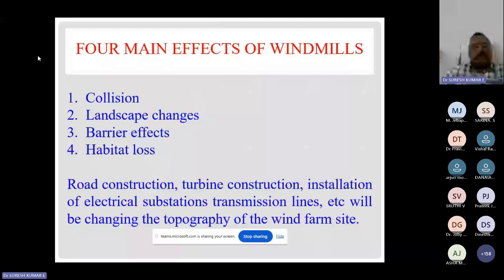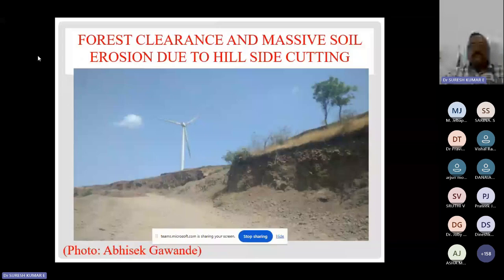You can see here a forest clearance and massive soil erosion due to the hillside cutting. That hill was cut for construction of a road to the wind farm, the windmill. It's a photo by Abhishek Gavande. You can see there the massive soil erosion due to this cutting. It will definitely cause so many damages indirectly also. Recently, you have seen in the district of Wayanad so many casualties.